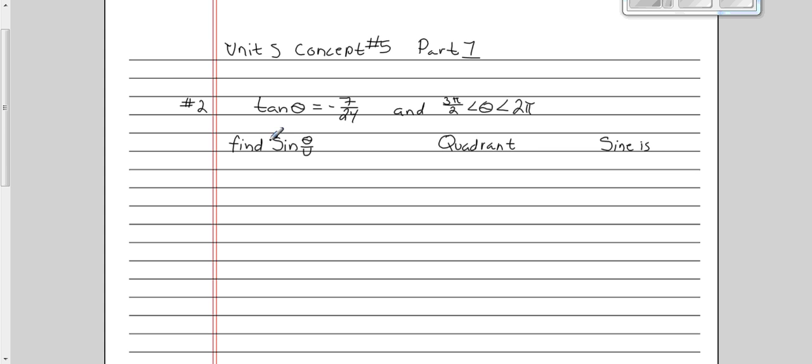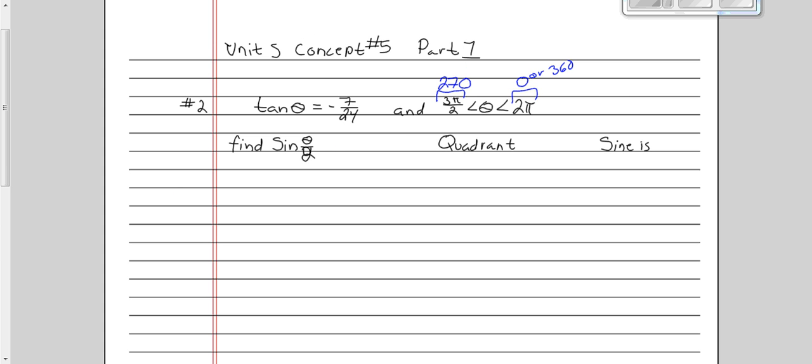The information that you're given on your packets is tangent theta is equal to negative 7 over 24, and that angle is between 3 pi over 2 and 2 pi, and we're trying to find sine of theta over 2. The first thing we need to look at here is these angles. These are fairly familiar angles to us. This is going to be 0 or 360, and then this one is going to be 270. So this puts us into the fourth quadrant.